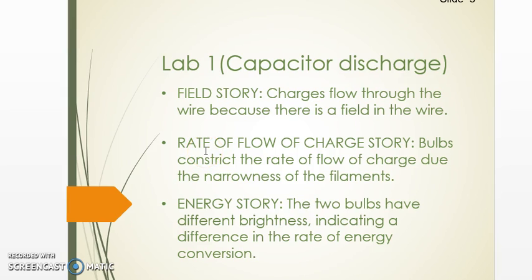Okay, so the second story that I've listed is obviously the rate of flow of charge story. So I'm thinking now in terms of the bulbs being connected to the capacitor and watching the bulbs glow as the capacitor discharges. And what we notice is, or our theory is, that the bulbs have a constriction in the rate of flow, and then we also get into the third story. See, I'm having trouble separating out the stories myself, because the bulbs glow because there is an energy conversion happening. And so that brings us to the energy story.